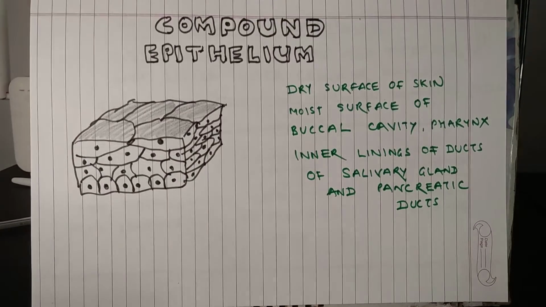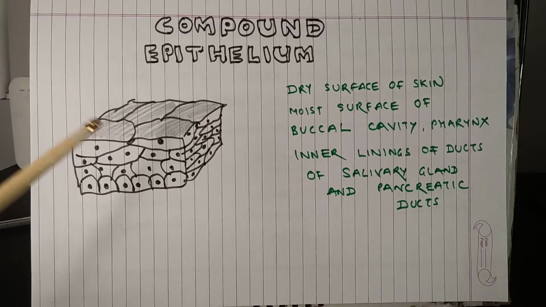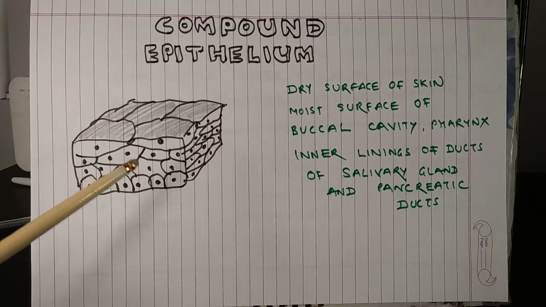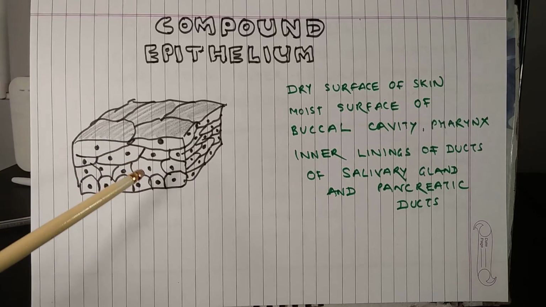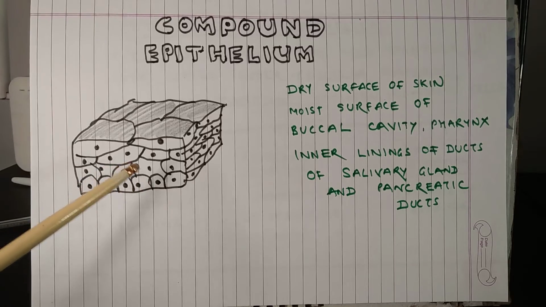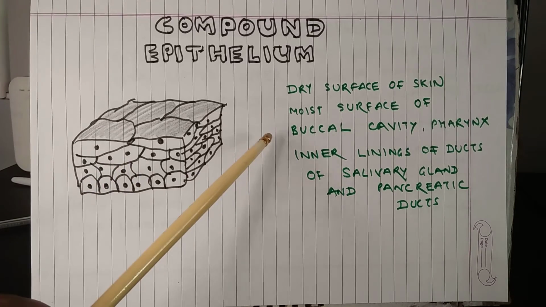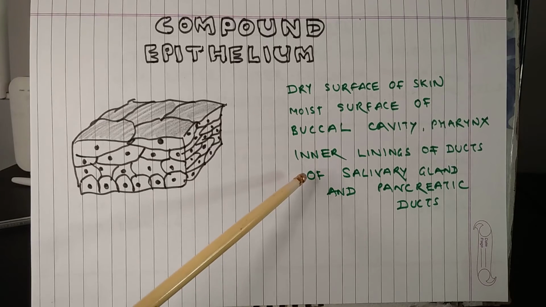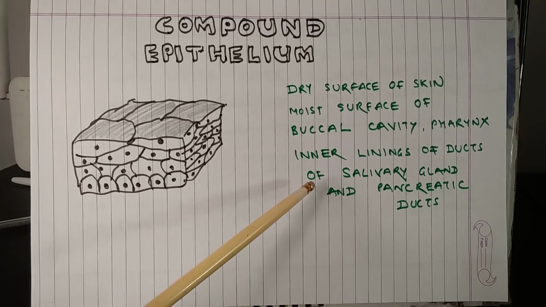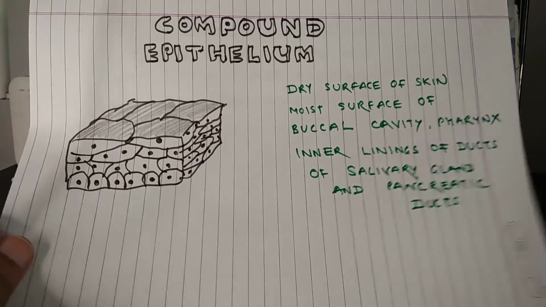Compound epithelium. As I have said earlier, compound epithelium is composed of more than one layer of cells. So there can be two layers or more layers. Because of too many layers, this is also called stratified epithelium, because strata means layer. Compound epithelium is found on the dry surface of skin, on moist surface of buccal cavity, pharynx, in inner linings of ducts of salivary gland, and in pancreatic duct. The pancreatic duct connects pancreas to the small intestine, and it carries the secretion of pancreas to the digestive system for digestion to take place.